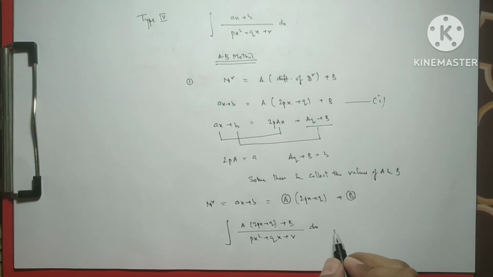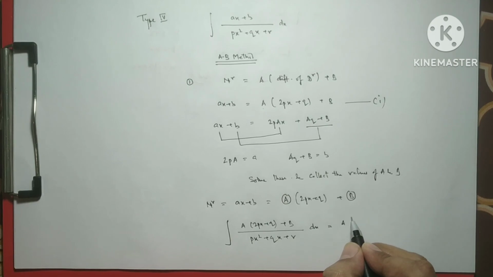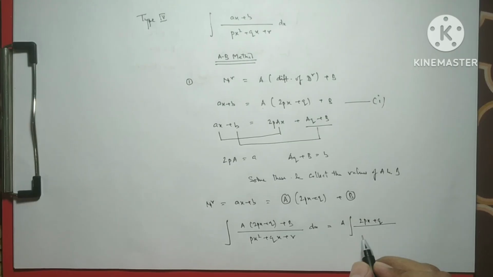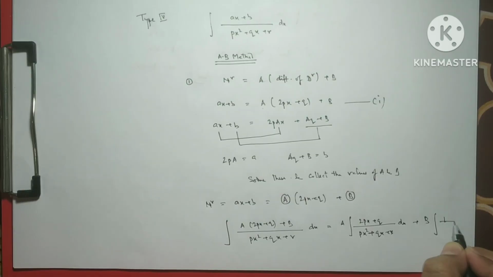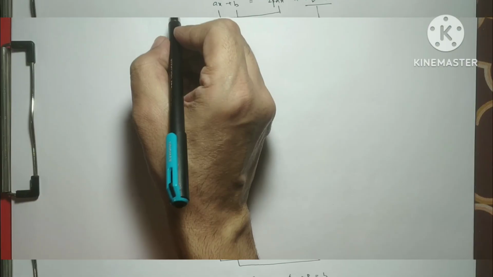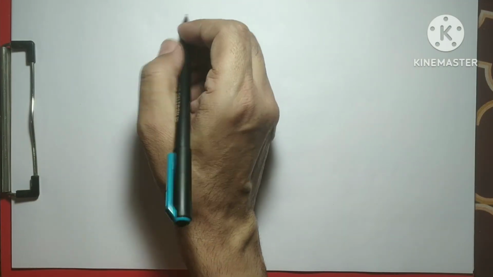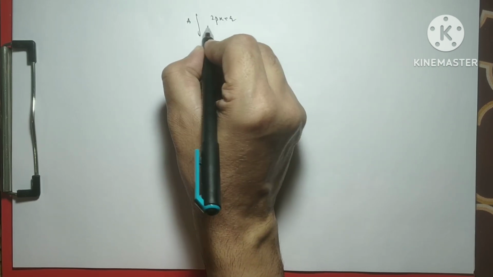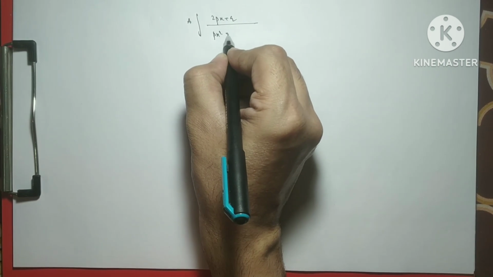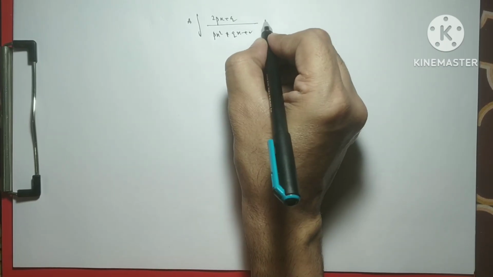Right, now we can separate this and we get A as common, and this is (2px plus q) divided by (px square plus qx plus r) dx, and B common, we have 1 over px square plus qx plus r dx. In the first part, we have A times (2px plus q) over (px square plus qx plus r).